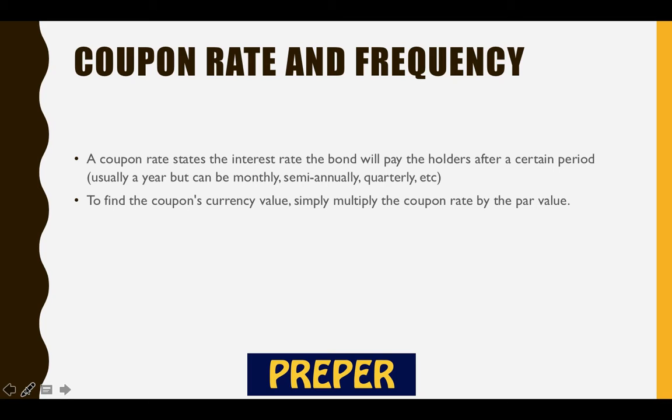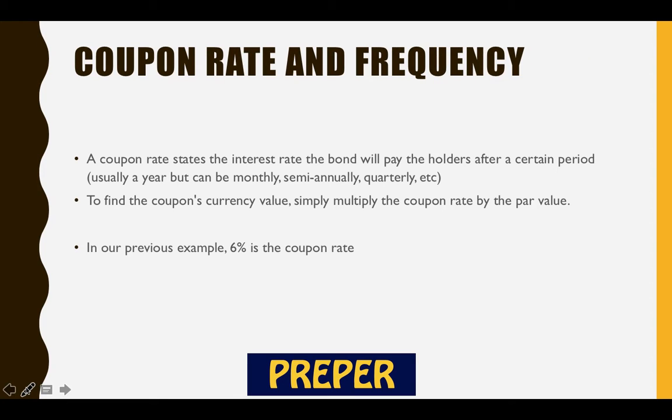To find the coupon value, simply multiply the coupon rate by the par value. So in the previous example, our par value was 1,000 and 6% was the coupon rate. So if you multiply that, we understand that we would get a cash flow of rupees 60. Right? In the previous example, the coupon rate is 6%.